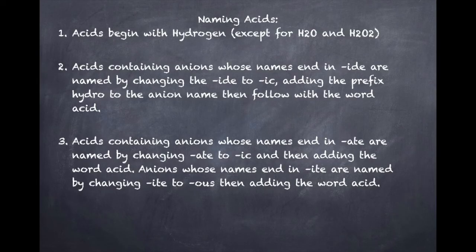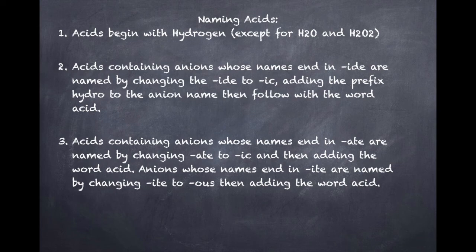So I'm going to explain how to name acids, but before I explain that, we have to be able to identify them. So just a common thing for you to know, if you have a molecule that begins with H, that is hydrogen, it tends to be an acid. Now, there are obviously going to be exceptions, so for example, water and hydrogen peroxide. But for the most part, if you see a compound that starts with hydrogen, it's probably going to be an acid. So that's an easy way to identify them.